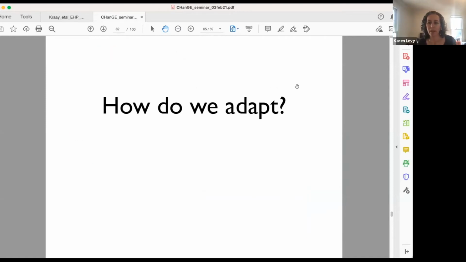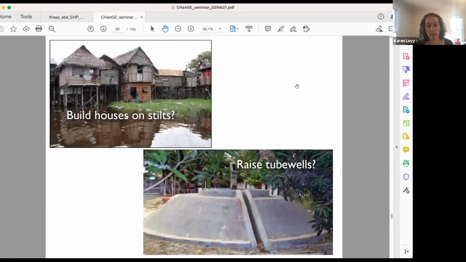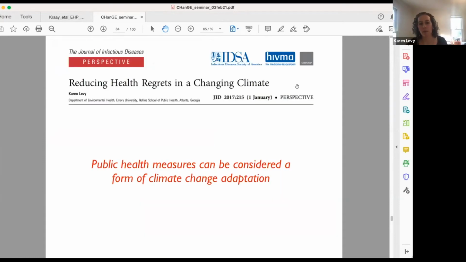So I just wanted to conclude with a couple of comments on adaptation and how we want to think about adaptation given these relationships between climate stressors and diarrheal diseases. There's a lot of, okay, climate's changing, the sea level's coming up, what are the things we should do that are very reactive to the physical changes in the environment? Like, do we build houses on stilts and create raised tube wells so that you can address the issues of rising sea level, for example, or flooding?